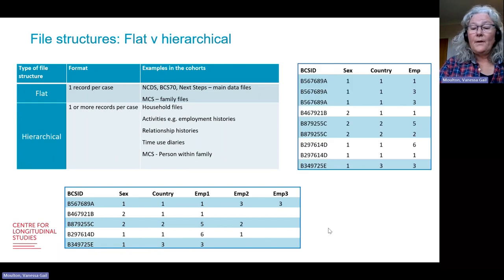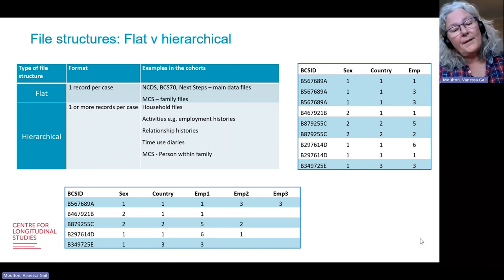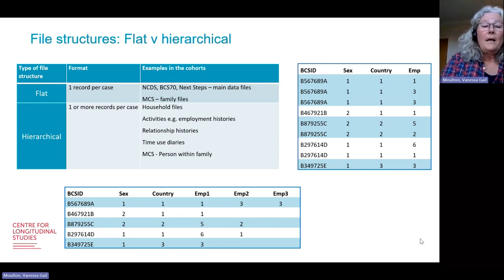The next example is of a hierarchical file, or a long file, and this is exactly the same data but presented in a different format. You can see, for example, that the first BCS70 record there ending in A, originally in the flat file it had three columns, and now it's actually got three rows representing the different employment histories. And just for another example, the IDs ending in B and E only have one row because there was only one employment record, and C and D have two rows. So that's the difference between the different files.